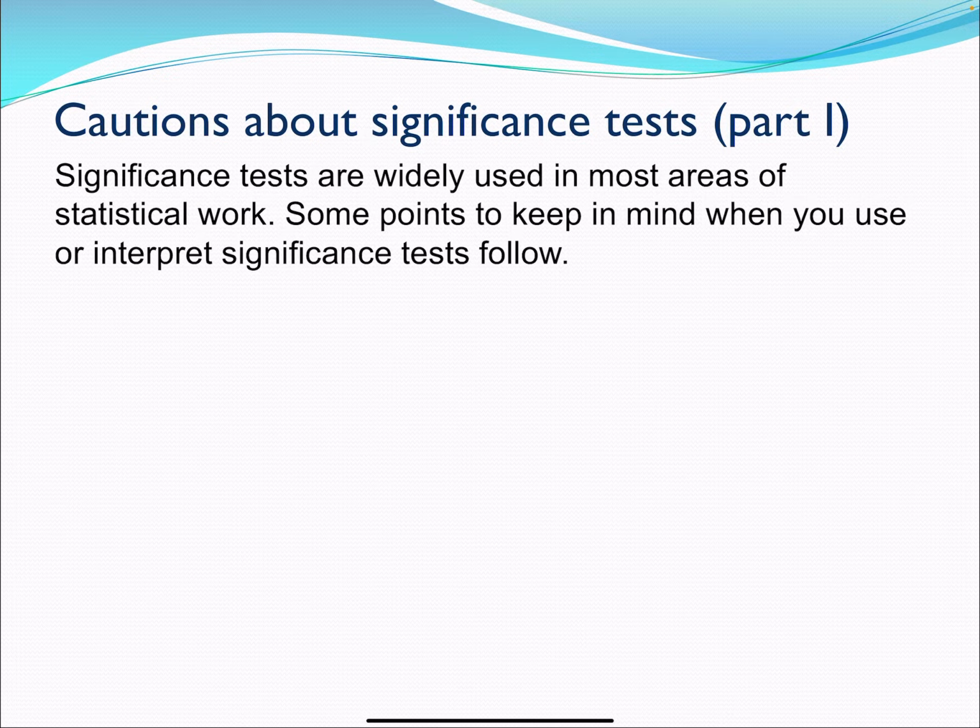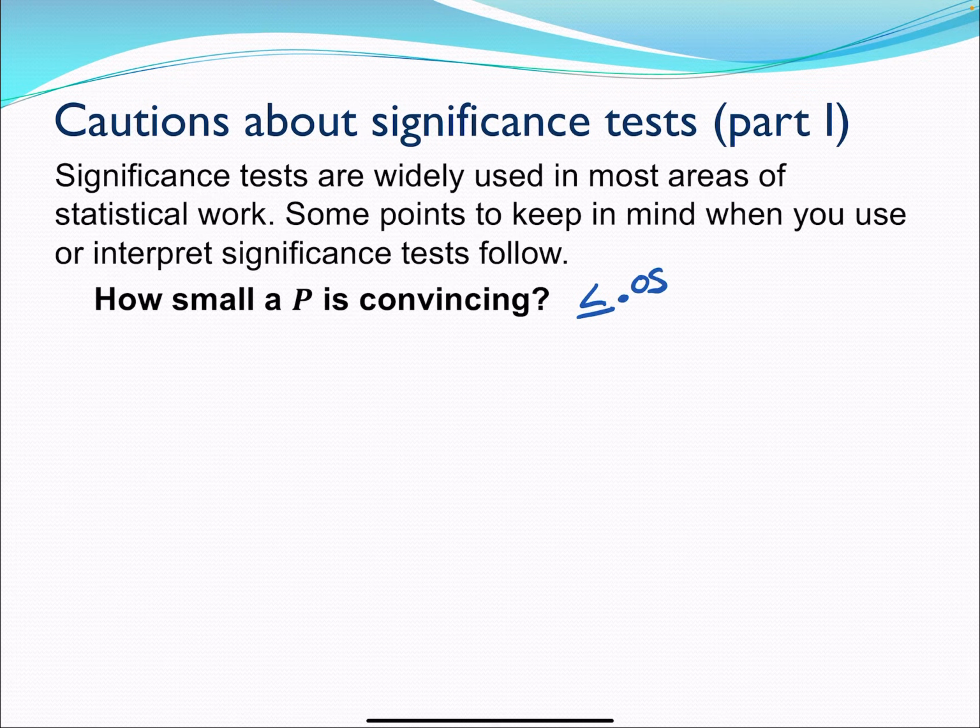So here's some cautions about significance tests. Significance tests are widely used in most areas of statistical work. Some points to keep in mind when we use or interpret significance tests are to follow. So first, how small a p is convincing. I've been telling you less than or equal to 0.05, right? That means the odds of it occurring are less than or equal to 1 in 20, right?